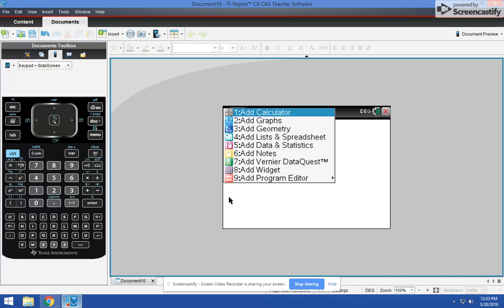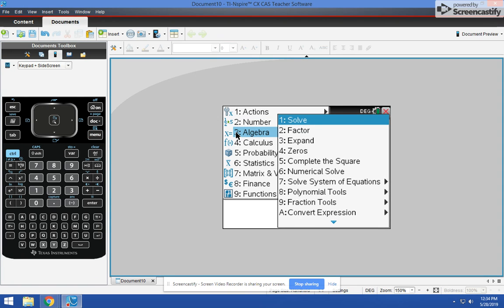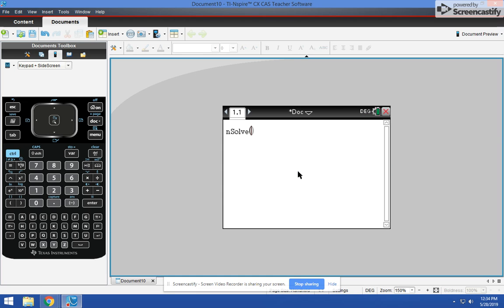So we go into a calculator page. As we always do, we go menu, algebra. Again, I have the CAS-less calculator, so you do not have all these options. You just have numerical solve, systems of equations, and polynomial tools. So we're going to go to numerical solve. We're going to type in the equation 4x squared minus 5 equals 75.